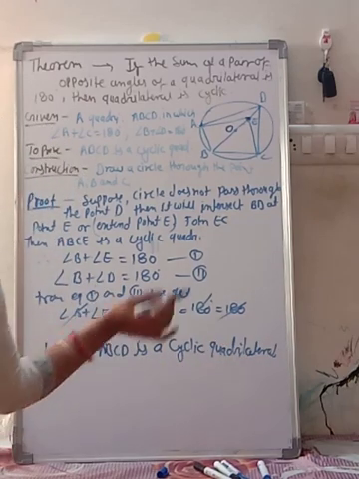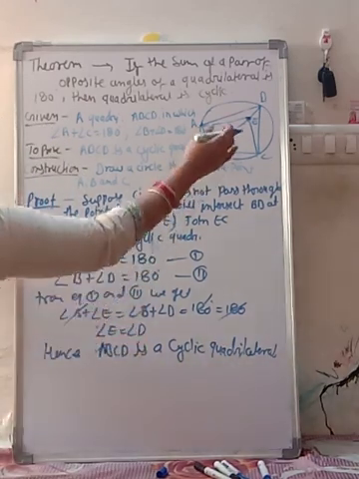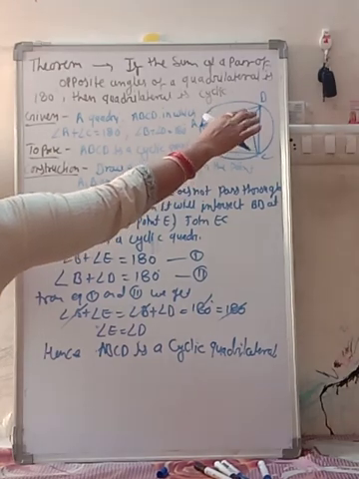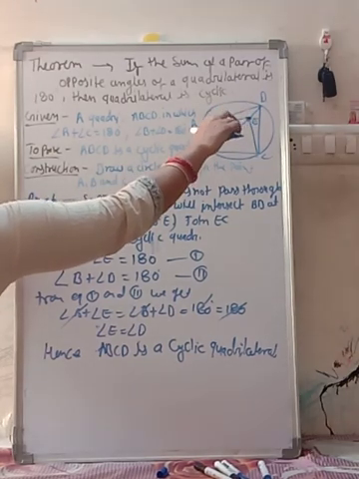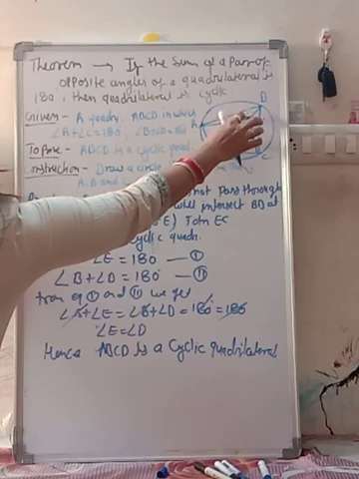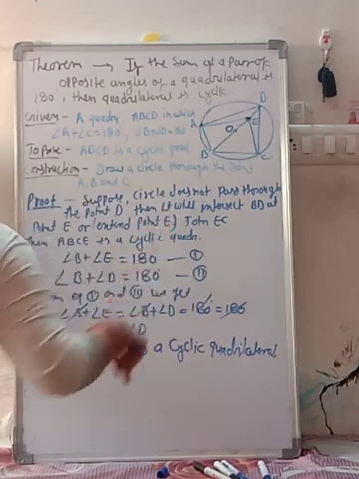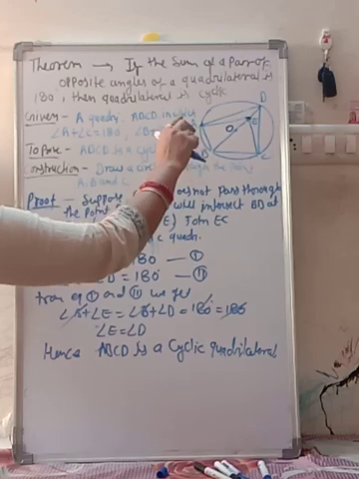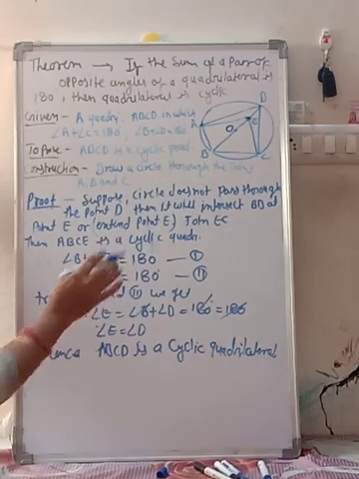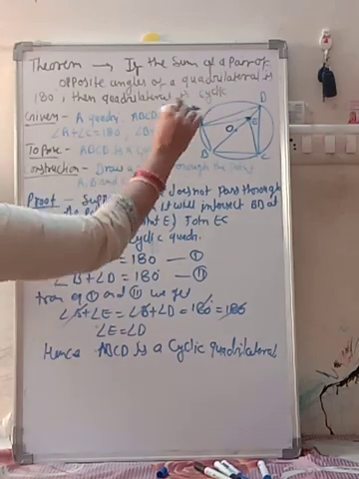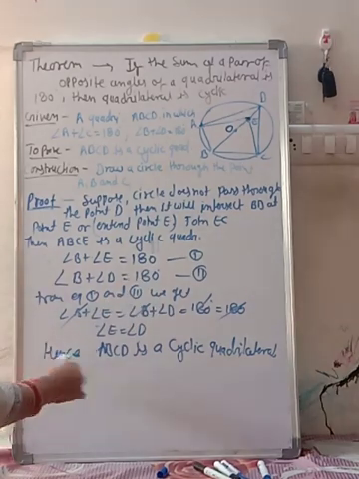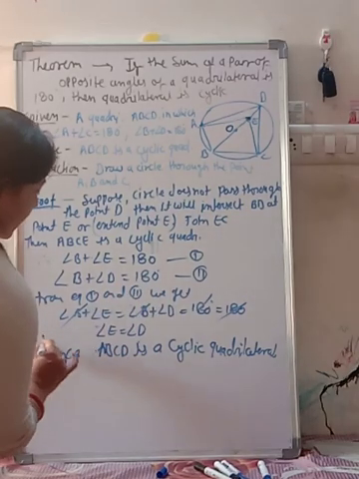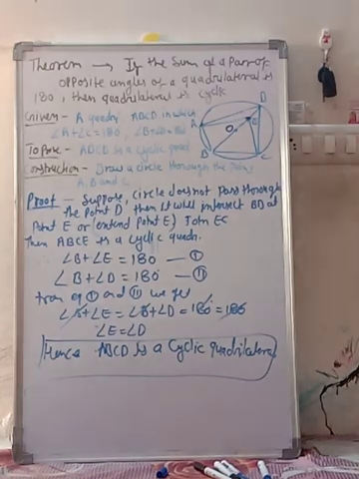So our assumption is wrong, because angle E equals angle D is not possible unless E coincides with D. So our assumption that the point D does not lie on the circle was wrong. So point D lies on the circle. So you can prove that ABCD is a cyclic quadrilateral.